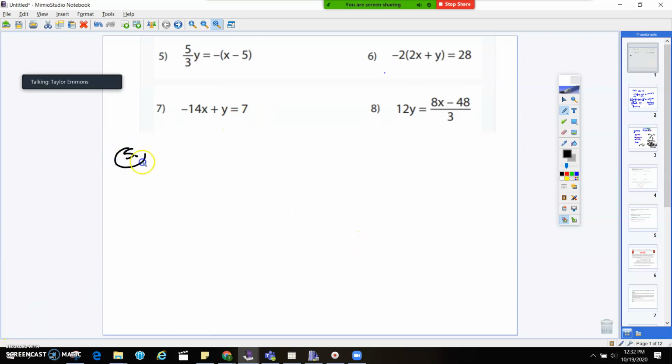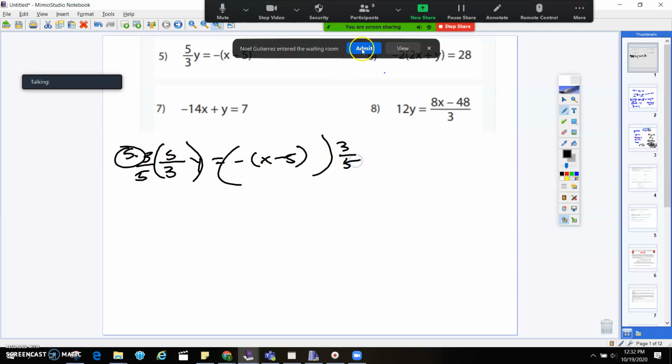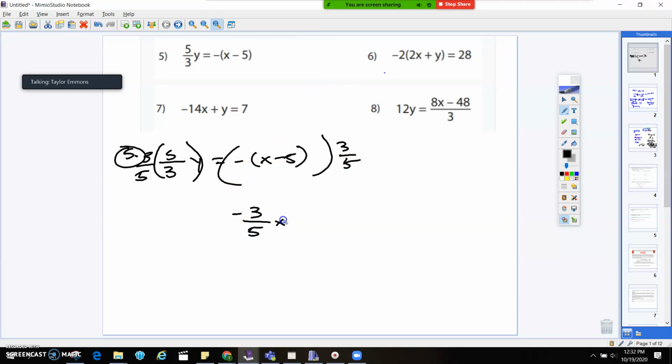So on number 5, what you're going to do is we've got 5/3 y equals negative x minus 5. So in order to get rid of this 5/3, you're going to multiply by 3/5. We're going to multiply by the reciprocal on both sides. Okay, so this is going to give me negative 3/5 x. And if I multiply 3/5 times that negative 5, that's going to give me positive 3, because 5 times 3/5 is going to give me 3. And that's it.